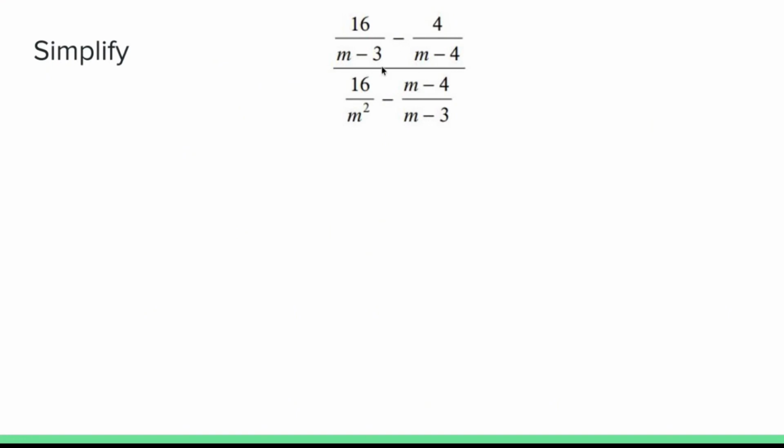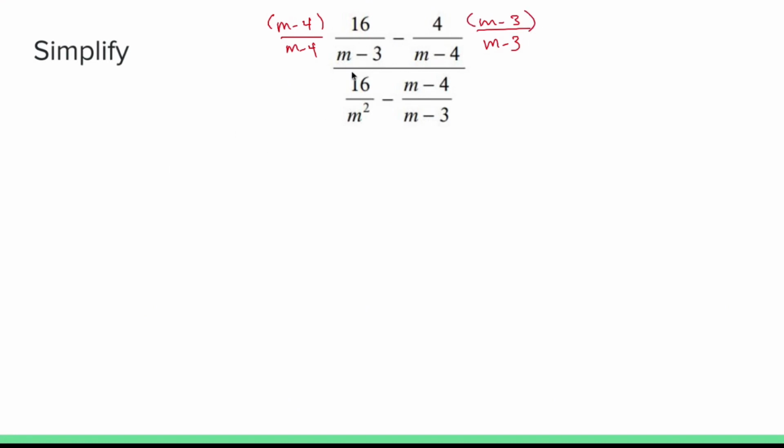Simplify this complex fraction. Well, what I need to do first is make this a single fraction over a single fraction. So I need to take this numerator alone, the big numerator, multiply 4 by m minus 4 over m minus 4, and 4 by m minus 3 over m minus 3. This is the only way we're going to get least common denominators, right? It's not the prettiest guy in the world, but that's what we have to do.